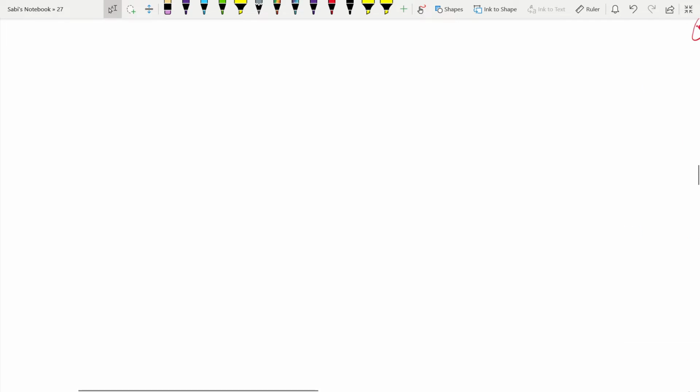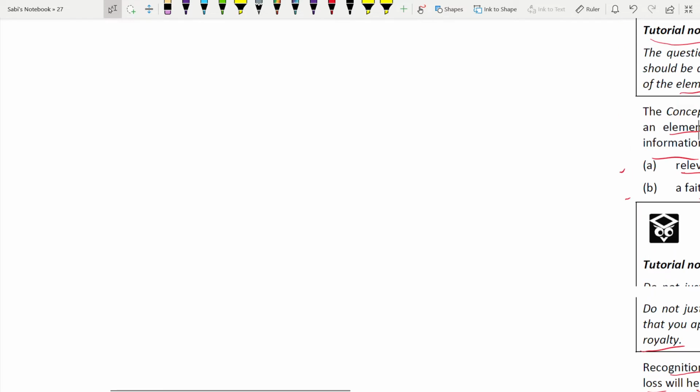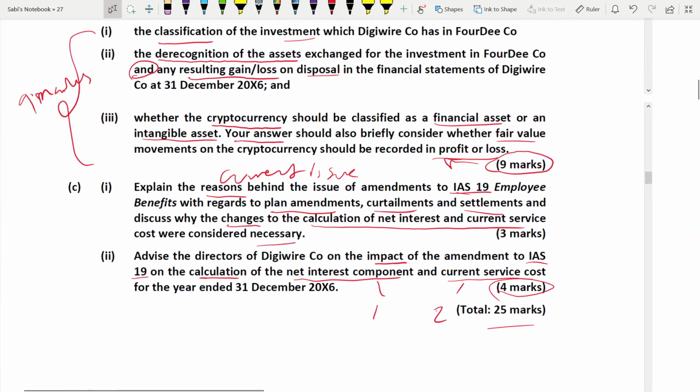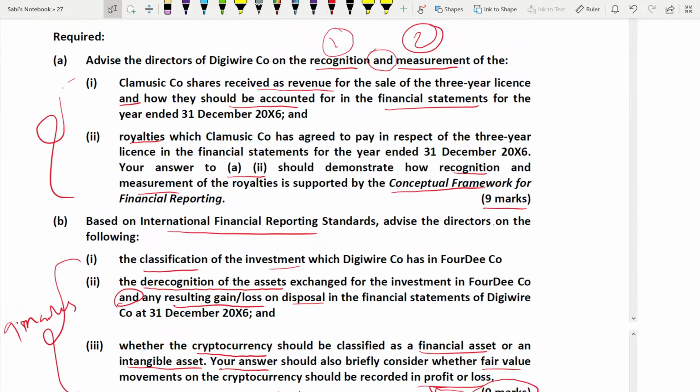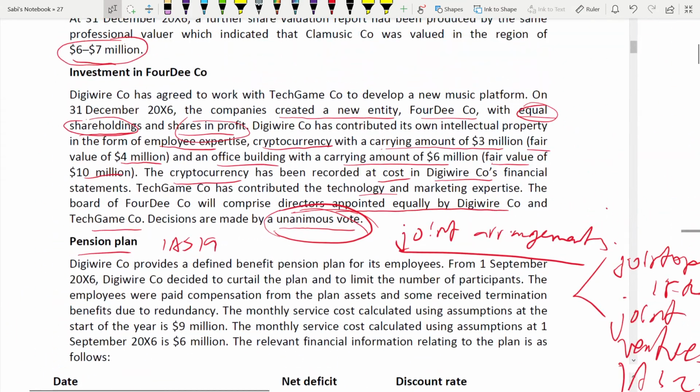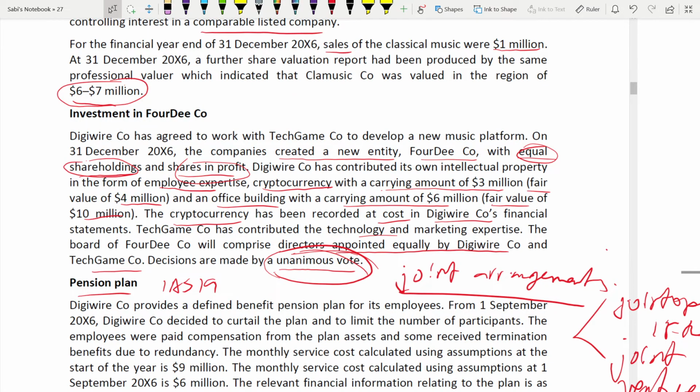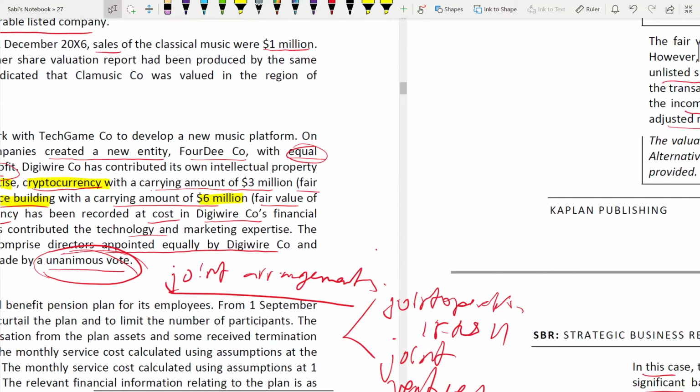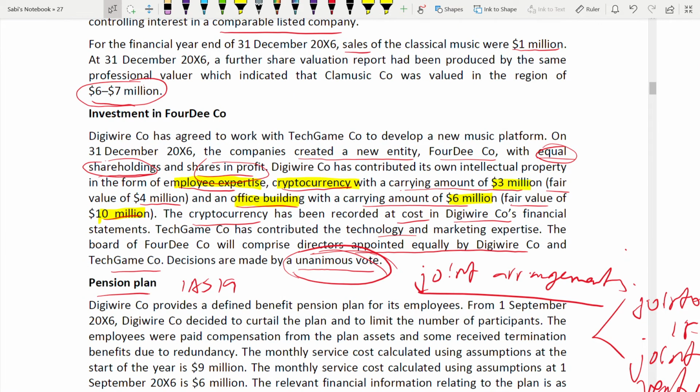Let me take you back to the scenario again. There are 3 assets. I will highlight it for you. One is employee expertise. Nothing has been given, so we are not talking about this. The other one is cryptocurrency, which we'll talk about later. The other one is the office building. This is the carrying amount and the fair value is 10 million. So now we're talking about the office building. Then we'll talk about the cryptocurrency, which is 3 million and 4 million.